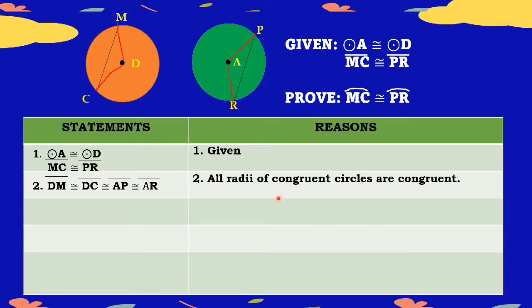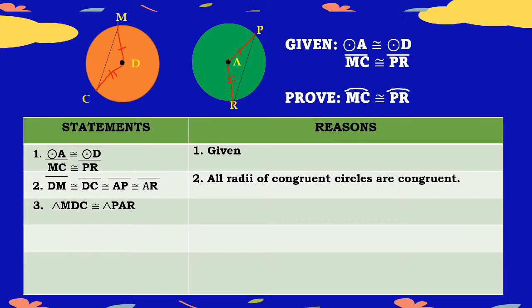By drawing segments DM, DC, AP, and AR, we have two triangles in both circles. Segment MD is congruent to segment AP. Segment DC is congruent to segment AR. And segment MC is congruent to segment PR.